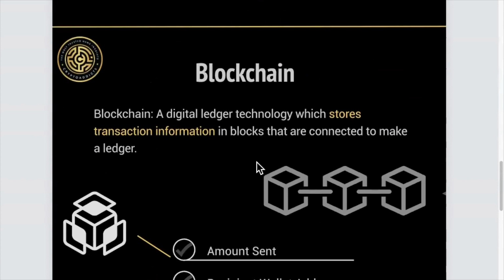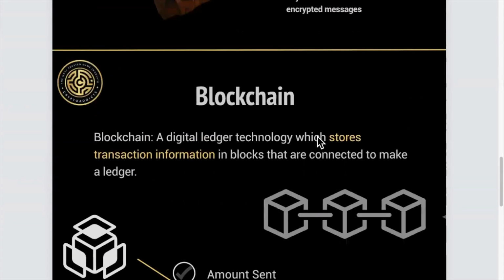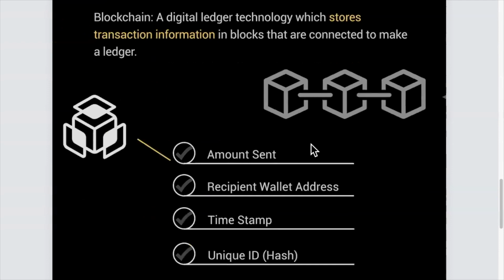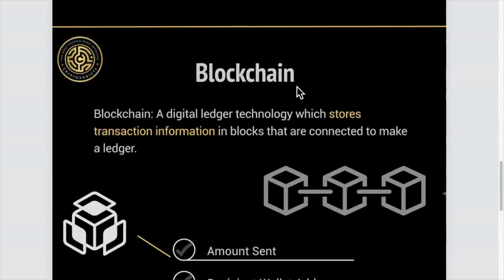So let's give a brief introduction to blockchain. We'll talk about blockchains in more detail in later videos, but it's important to have a basic understanding before we move on to the next concepts. Blockchains are a form of digital ledger technology which store transaction information in blocks that are connected to make a ledger. This isn't just financial transactions. This is a ledger that's able to store all transaction information in an accurate way.